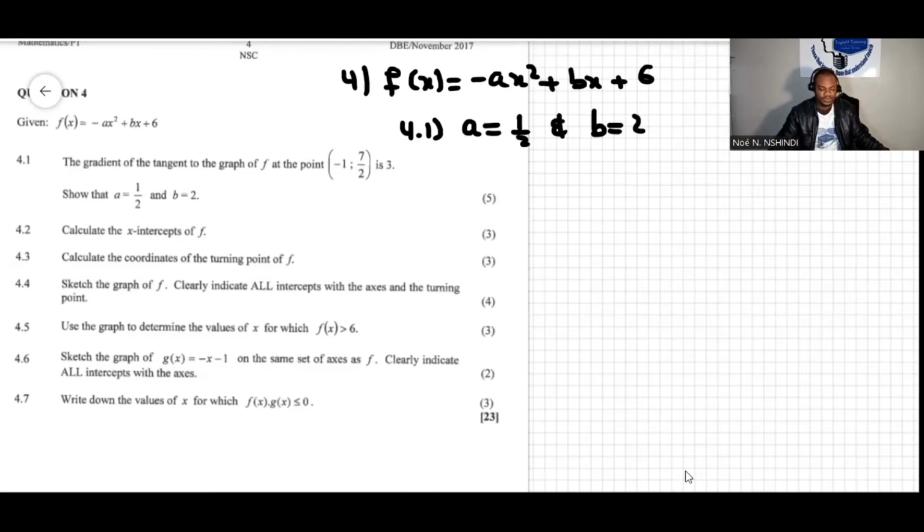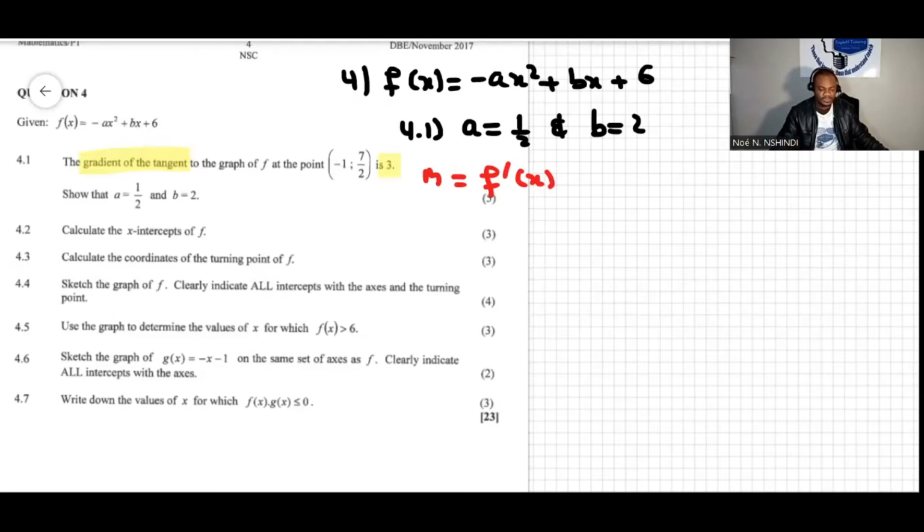Okay. So what can we do? First of all, we need to understand the meaning of the words here and how we can represent them in a mathematical equation. When they say the gradient of the tangent line, you need to know that the gradient of a function, I say m, is given by the derivative of that function. So we need to prove that the gradient of this function is equal to 3.